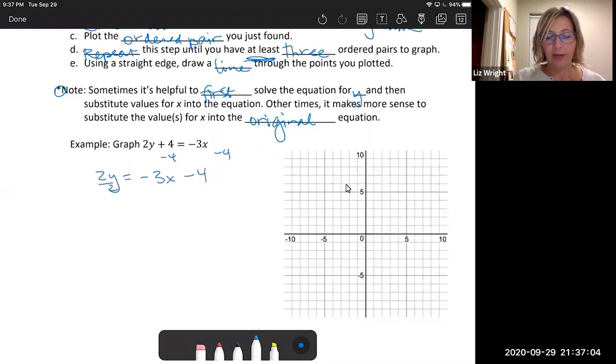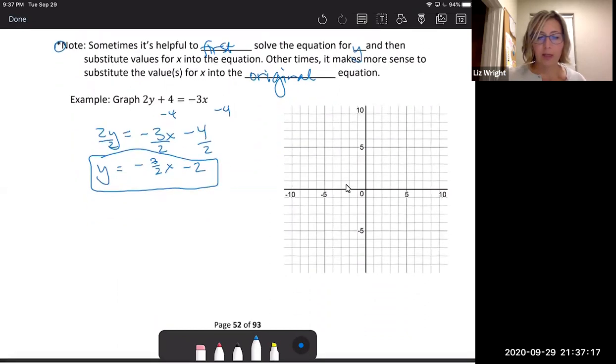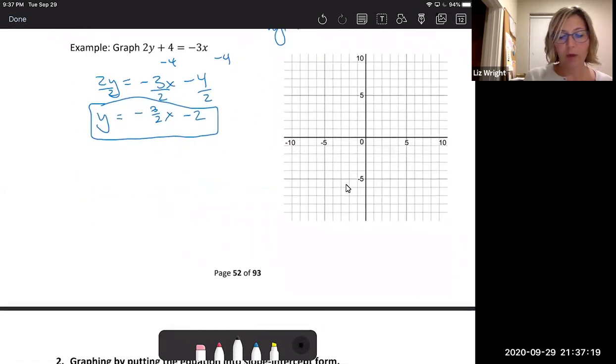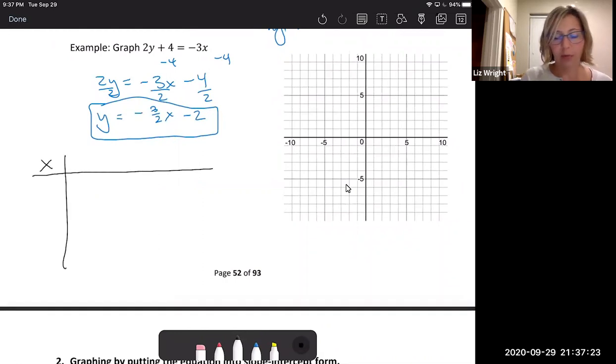And then I'm going to divide everything by 2. So then I'm going to get y equals negative 3 halves x minus 2. And so this is going to be my equation I'm going to work with. So then I'm going to make a table. I'm going to make a 4-column table. It's going to be important that you are making a 4-column table as well.